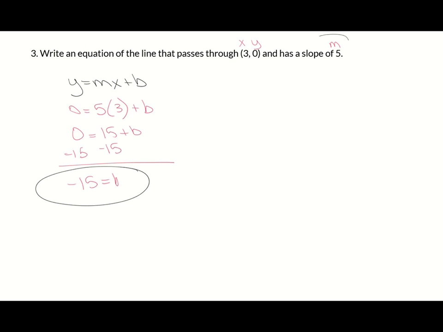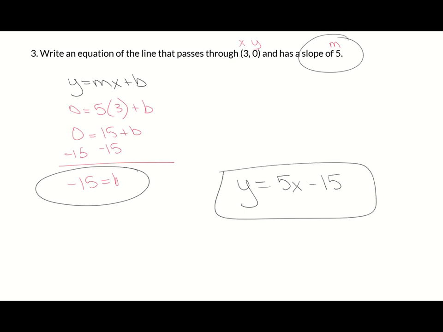So I've got my slope and my y-intercept. So the answer is just y equals m is 5, x plus b, so -15. And that's my final answer.